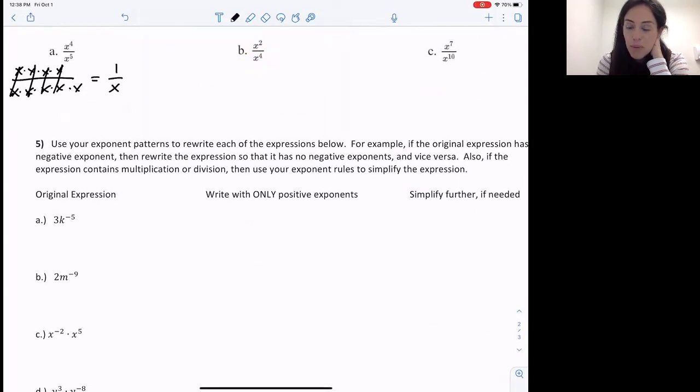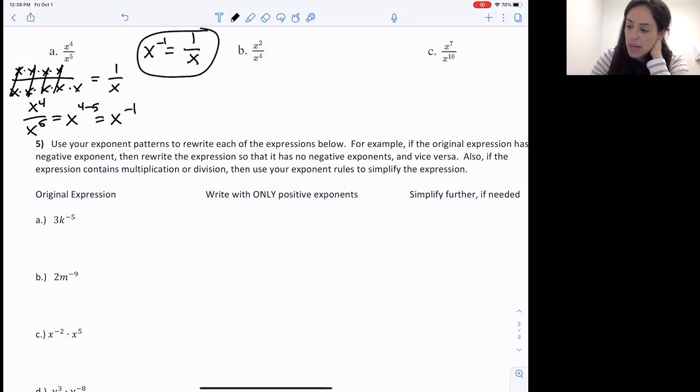But we also just learned that rule about what happens when I divide powers. So I know that x to the 4th over x to the 5th is also equal to x to the 4 minus 5, which is the same as x to the negative 1. So we have that x to the negative 1 is the same as 1 over x. Let's look at the next one.